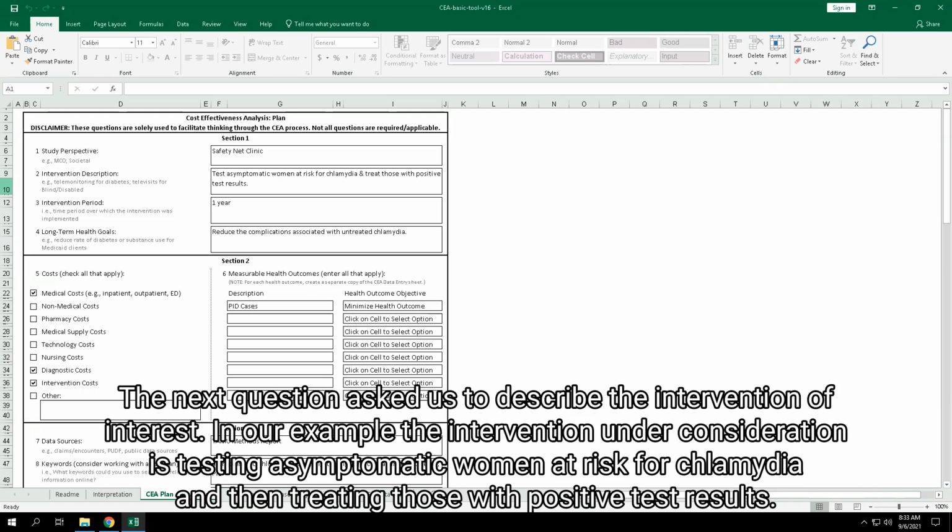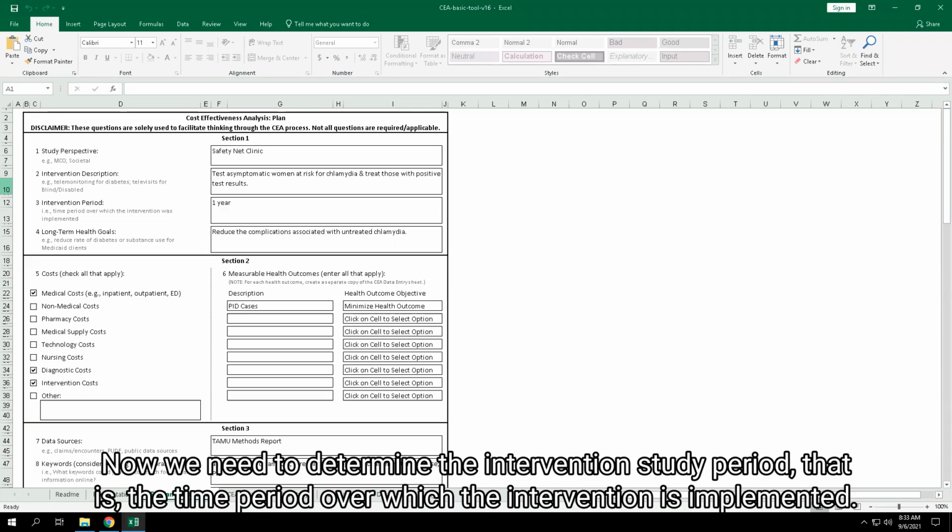The next question asks us to describe the intervention of interest. In our example, the intervention under consideration is testing asymptomatic women at risk for chlamydia and then treating those with positive test results. Now we need to determine the intervention study period. That is the time period over which the intervention is implemented.